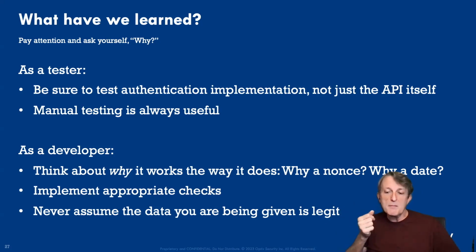This is another case, like many of these examples, where there's just no replacement for manual testing. You can't be an application security tester and just run a tool. You have to be able to get in there and do things manually. As a developer, whenever you're coding something like this, you have to think about why. Why is that nonce there? Why is that date there? If you understand why they're there, then you can implement appropriate checks, and this will make your API, or whatever it is you're implementing, secure.